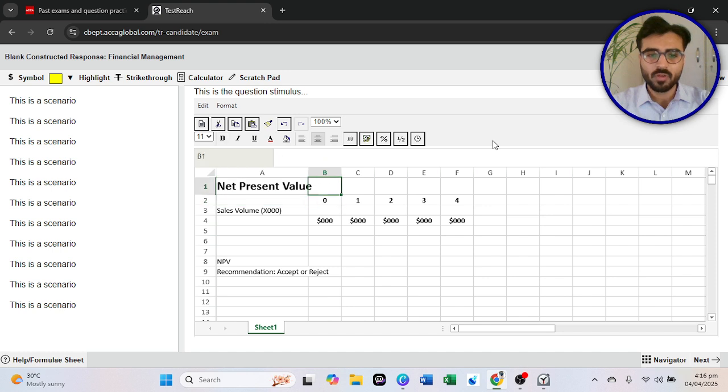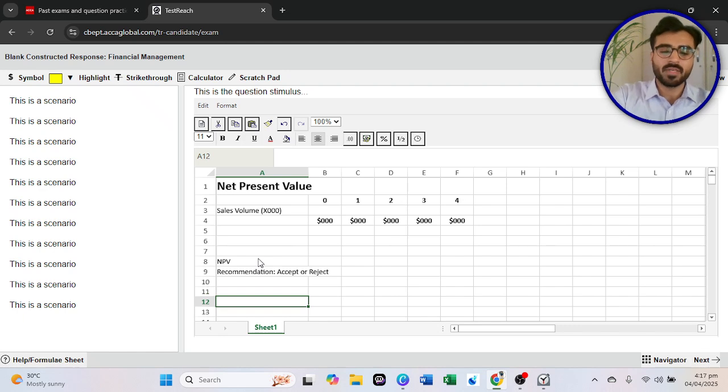Suppose you were calculating NPV and now you have to do the working for the tax allowable depreciation. Suppose your answer of NPV was in this row and your recommendation you wrote in the next row. So your working would be below this. We will write it as working and place the heading on top of it: working for tax allowable depreciation. This is the name of our working.